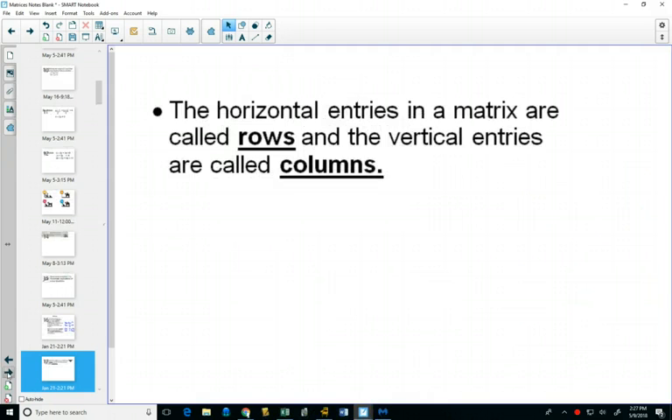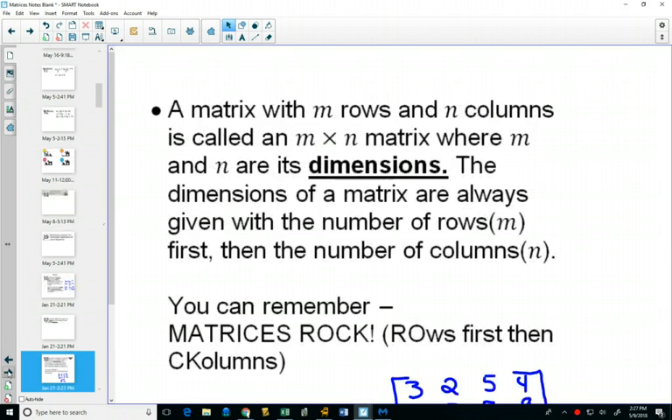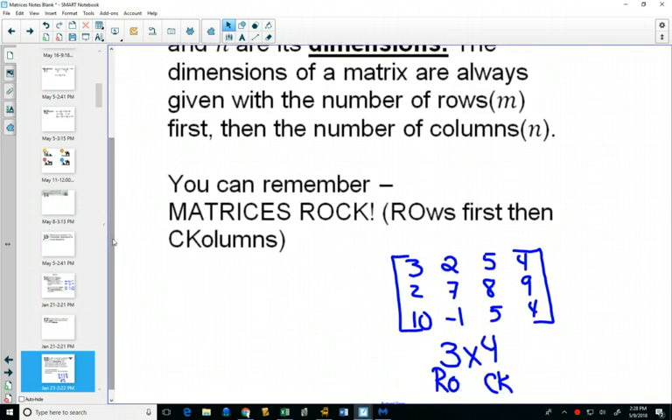So a little bit about matrices. Horizontal entries are the rows, the vertical entries are the columns. When we're talking about the size of a matrix, its dimensions, it's always the rows by the columns. So if you have, here's an example right here, a 3 by 4 matrix, it has 3 rows and 4 columns. And so I always remember that matrices rock, and that helps you remember rows first and then columns after that.